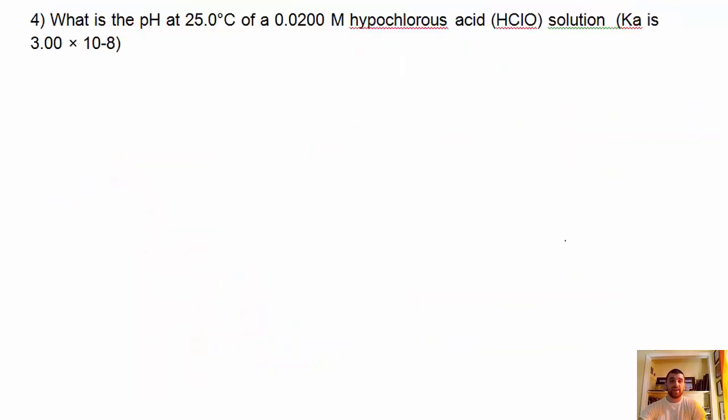4. What is the pH at 25 degrees Celsius of 0.0200 molar hypochlorous acid given by that formula solution? And they give you the Ka. So first thing that we're going to have to do here, Ka, give me my H plus. And then from there, once I got the H plus, I can go from H plus to what's my pH.